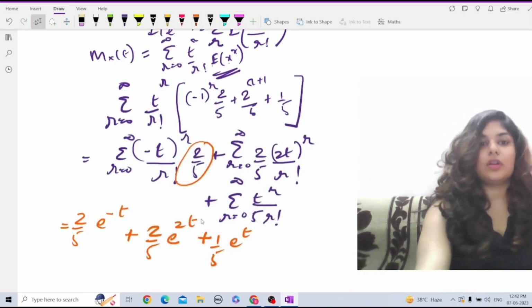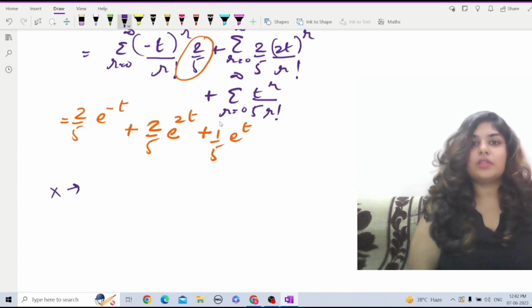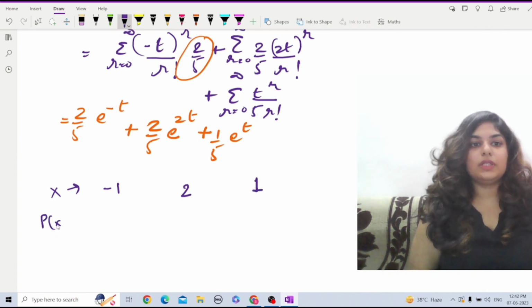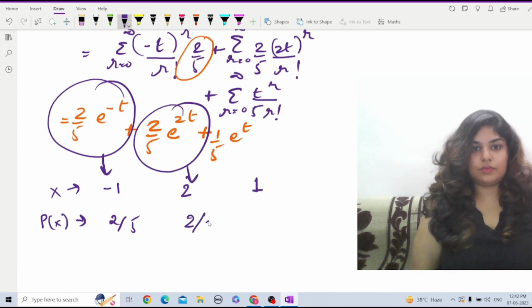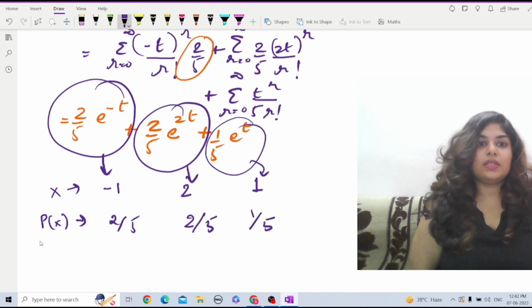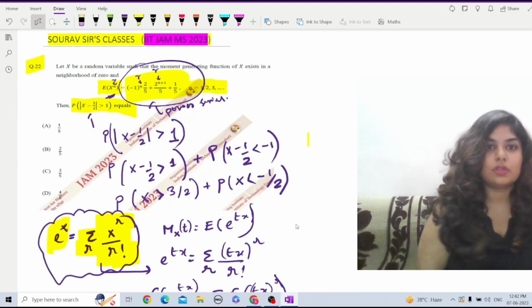Now since we have got this expansion here for a discrete variable, X takes the possible three values as per this expansion, that is -1, 2 and 1. The probabilities of these from the above expansion are 2/5, 2/5 and 1/5. Now this is the probability. We already have the probability that we have to solve, right? And which is this.